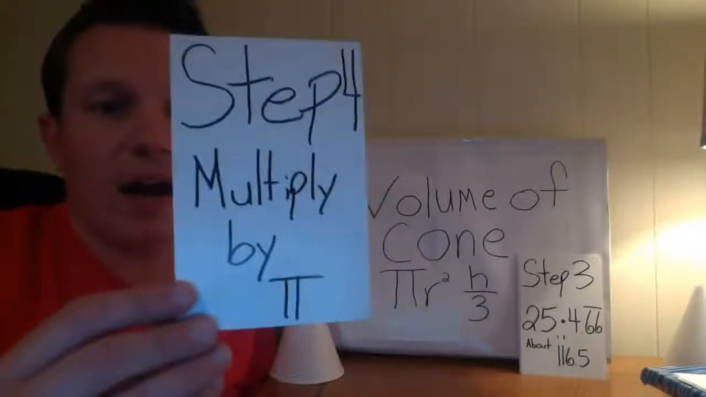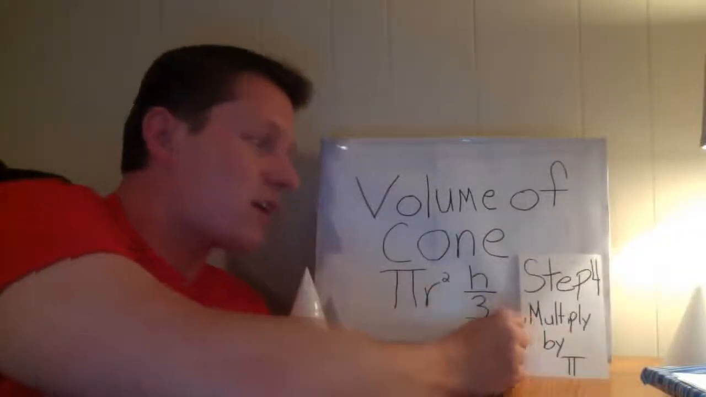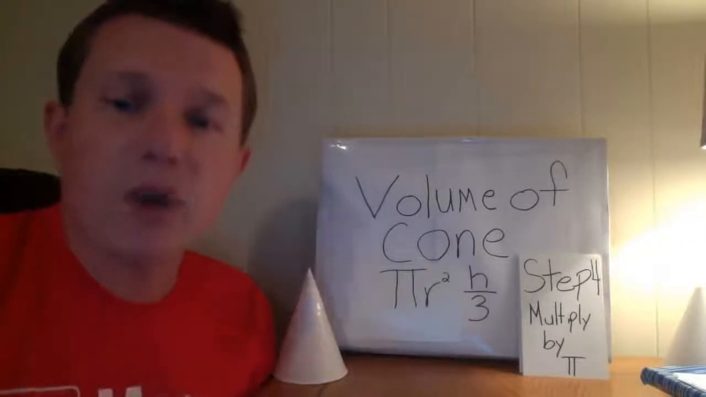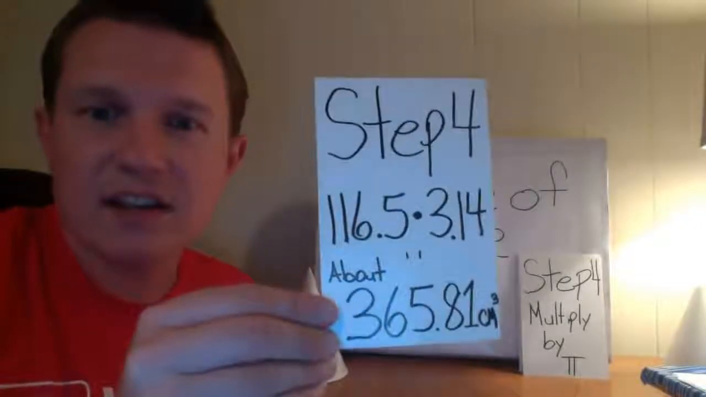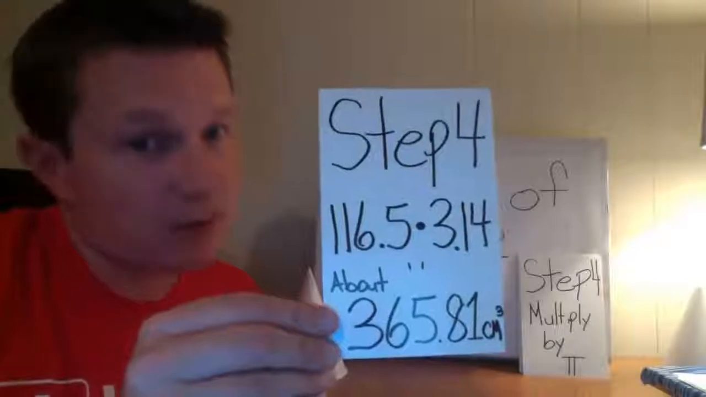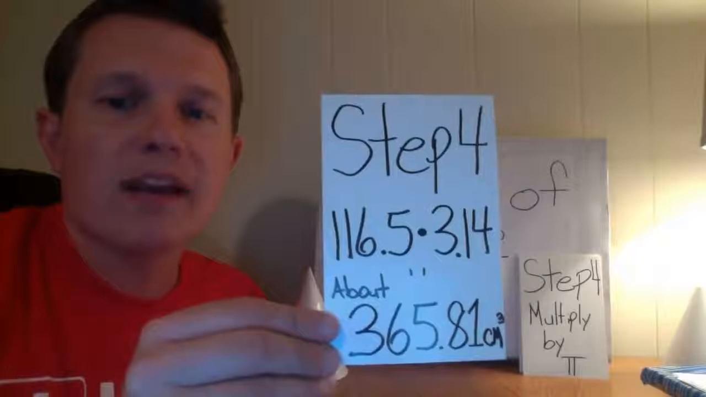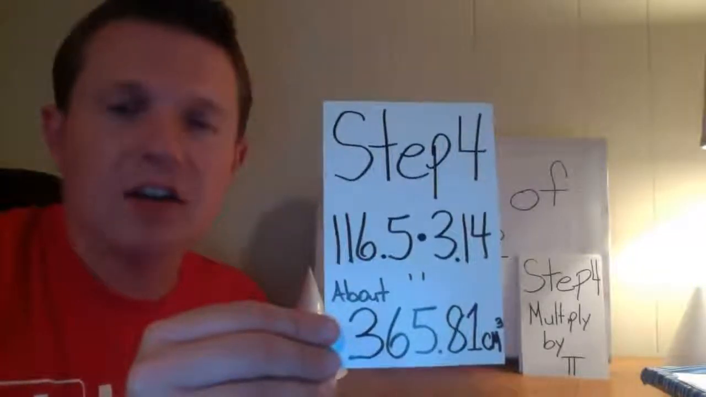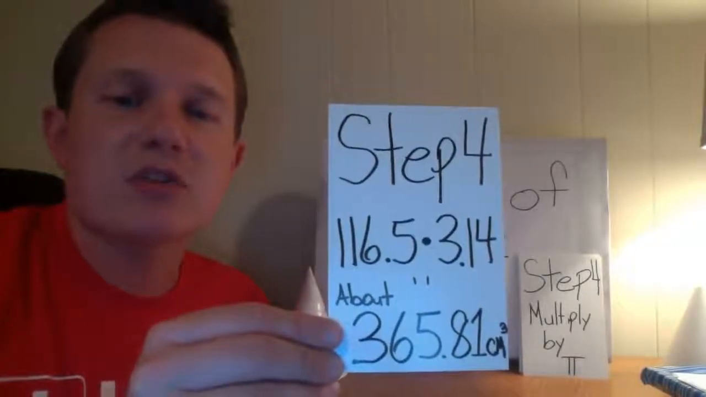Multiply by pi. Well, I use 3.14. We've talked about that. That's well documented. Use a standard 3.14. So I multiplied what I got in step 3, 116.5, times 3.14 pi. And I get about, once again, we know why it's about, 365.81, or 81 hundredths, centimeters cubed. I'll say that again. 365 and 81 hundredths centimeters cubed.